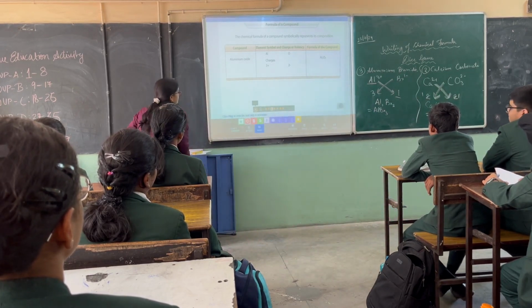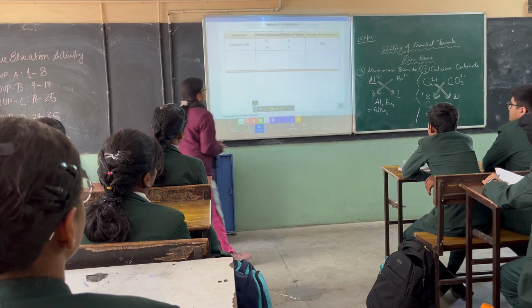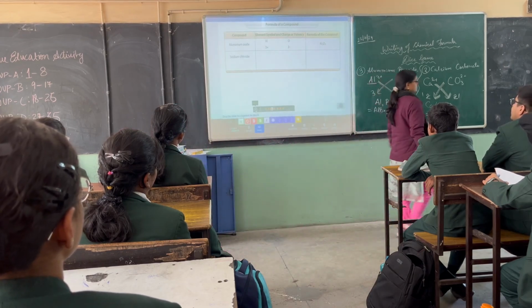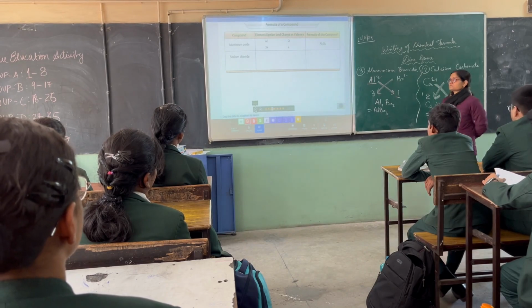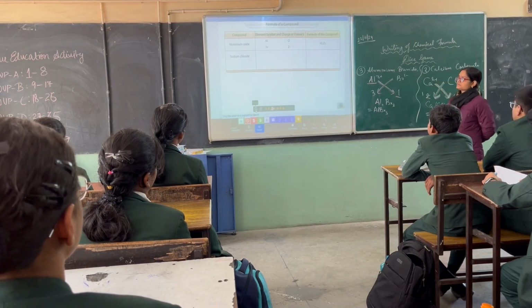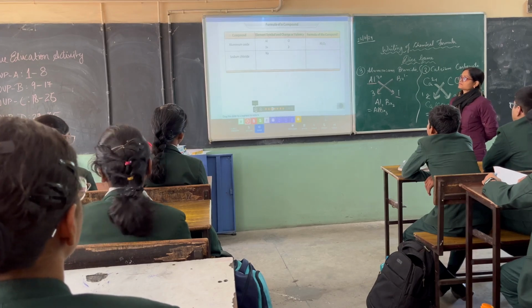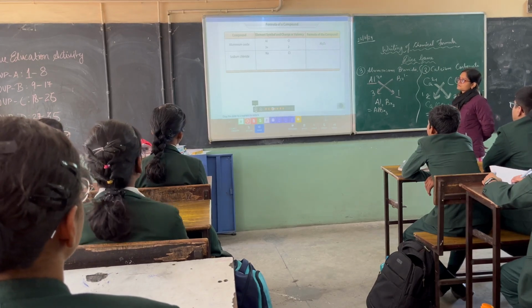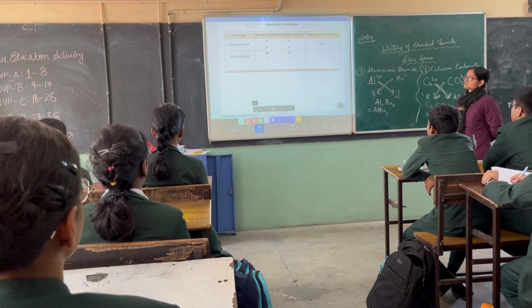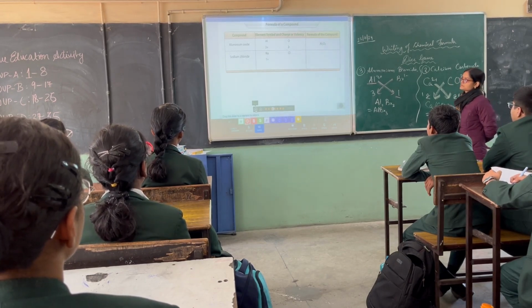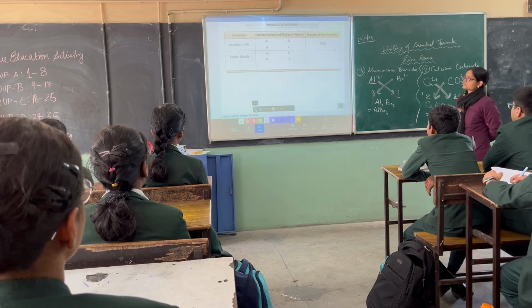See one more example. Now, let us take the example of sodium chloride. Sodium chloride consists of a sodium ion and a chloride ion. The charge on the sodium ion is +1. The charge on the chloride ion is -1.